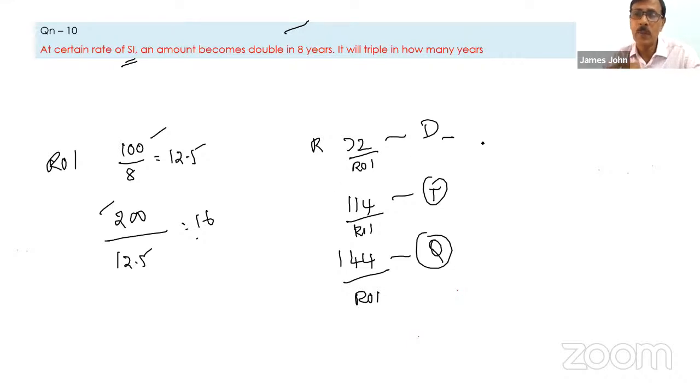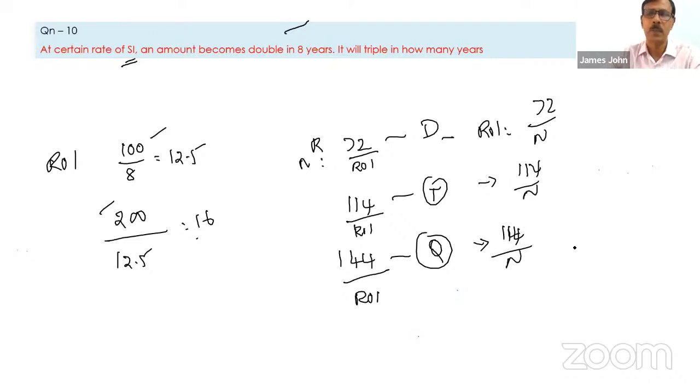Similarly, if you are given the number of years, so this is n, and you want the rate of interest, then for doubling 72 by number of years, tripling 114 by number of years, and quadrupling 144 by number of years. If you divide 144 by the number of years, you will get the rate of interest so that an amount becomes 4 times at compound interest.